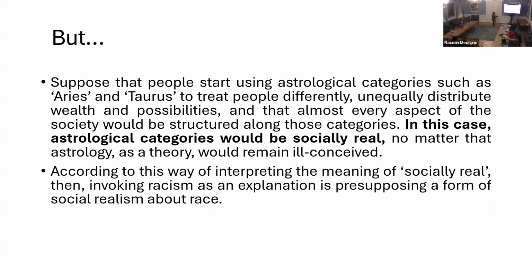Okay, but suppose that people start using astrological categories such as Aries and Taurus to treat people differently and unequally, to distribute wealth and possibilities, and that almost every aspect of our society would be structured along these categories. In this case, astrological categories would be socially real, no matter that astrology as a theory would remain ill-conceived. So according to this way of interpreting the meaning of socially real, invoking racism as an explanation is presupposing a form of social realism about race.